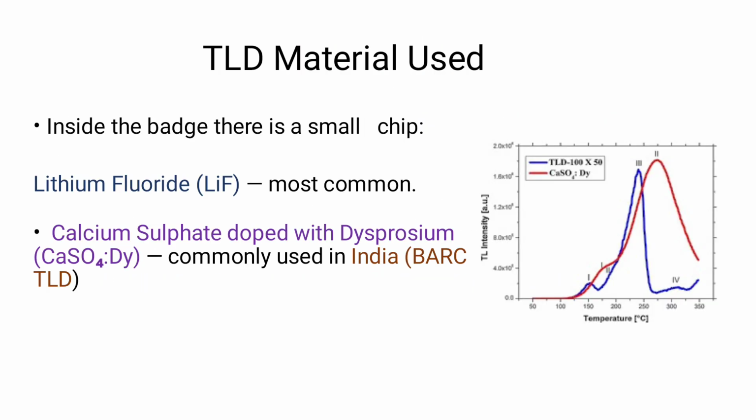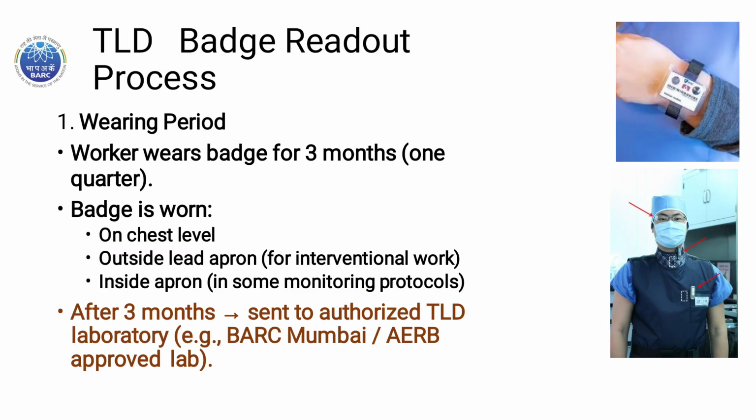So where are these materials used? Inside the TLD batch, there are small chips, and the most common type of crystal is lithium fluoride, but in India we are using calcium sulfate doped with dysprosium, the chip most commonly used by BARC. Now, the TLD readout process comes through various steps.